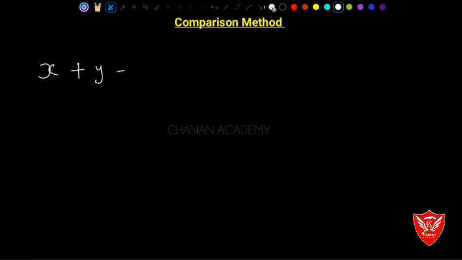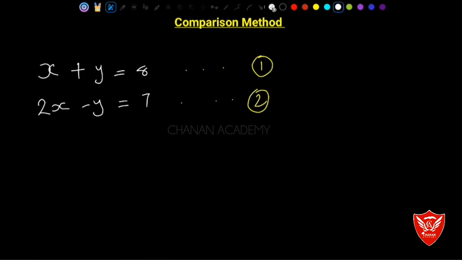Alright. The next method we are going to be discussing is the comparison method. The comparison method involves making the same variable the subject in both equations and then comparing the equations. Let's give an example. If we have two equations, x plus y equal to 8 and another equation 2x minus y equal to 7. Let's label the first one equation 1 and the second one equation 2. We can decide to make x the subject in both equations, or we can choose to use y. But in my case, I'm going to use y.